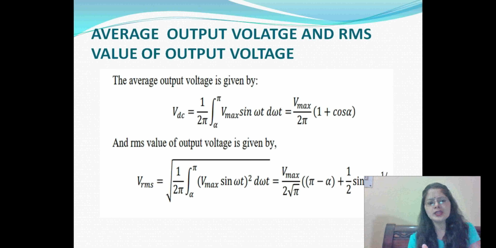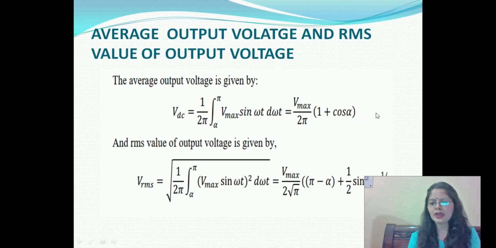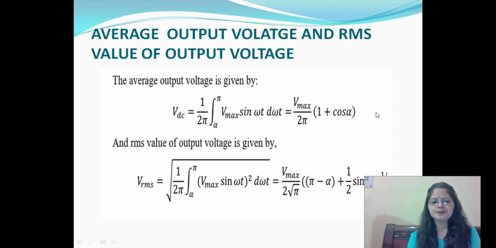Next is the average output voltage and RMS value of output voltage. The average output voltage for this circuit is given by 1 upon 2 pi integration from alpha to pi of Vmax sin omega t d omega t. After solving this integration, we will get Vmax upon 2 pi times (1 plus cos alpha). Kindly remember this formula because this is useful for calculating numericals.